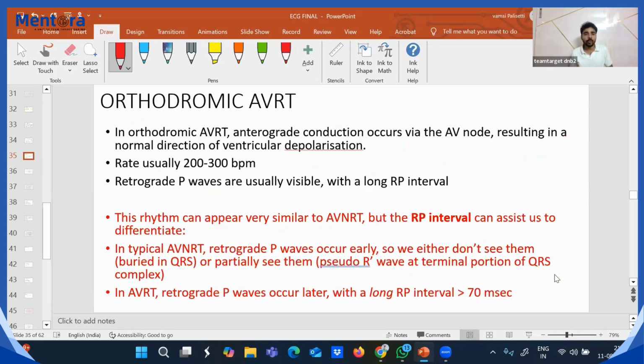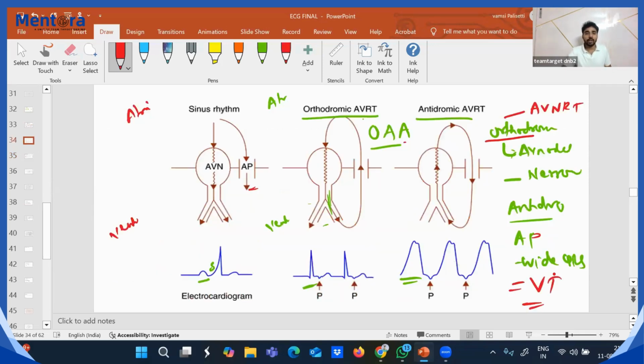Right. Let us see this orthodromic AVRT. Just read the lines. In orthodromic AVRT, anterograde conduction, that is from atria to ventricle, occurs via the AV node, resulting in a normal direction of ventricular depolarization. Accepted? The rate is usually 200 to 300 beats per minute. So as I discussed, in the orthodromic pathway the impulse is traveling from the atria to the ventricle through the AV node, and now from ventricle to atria it is traveling through the accessory pathway, which is a fast pathway.